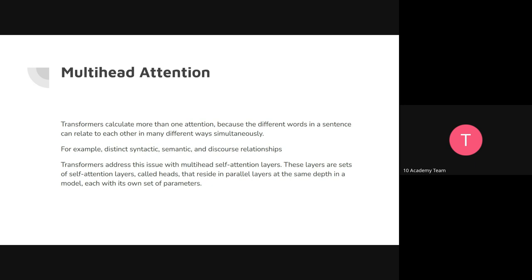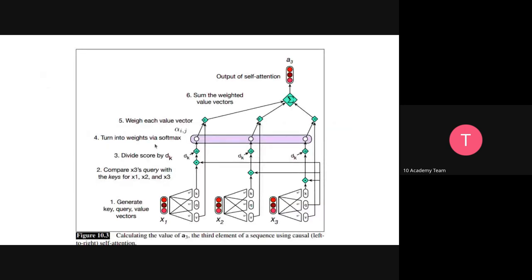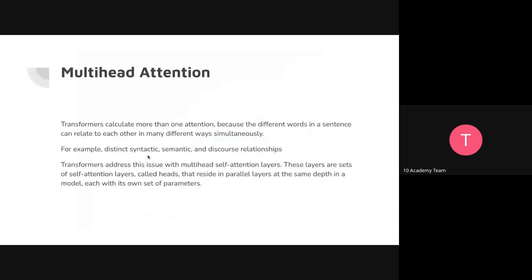Just in general, the relationships between words in language are of multiple types. So one layer of attention, this one, is not going to be able to measure all of these different types of relationships. So instead of using only one, I can use multiple layers in parallel. When I do that, it's called multi-head attention. These are calculated in parallel; they don't depend on each other.